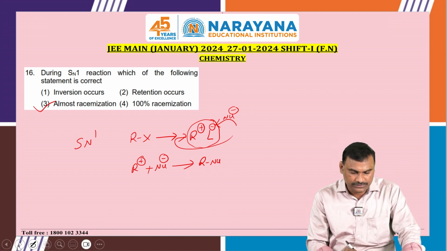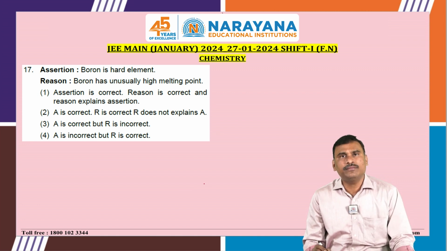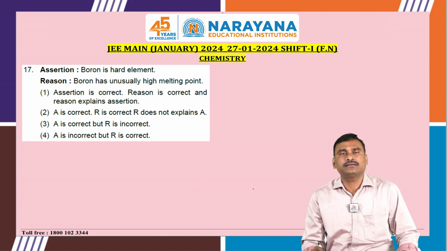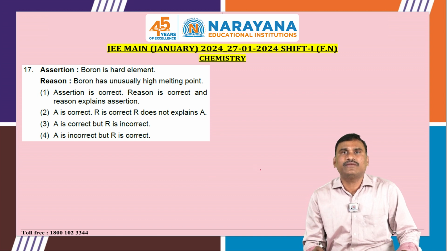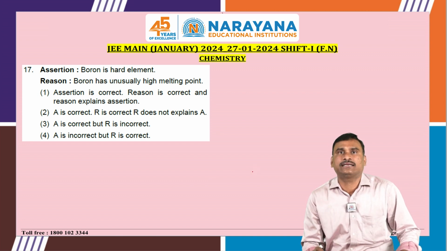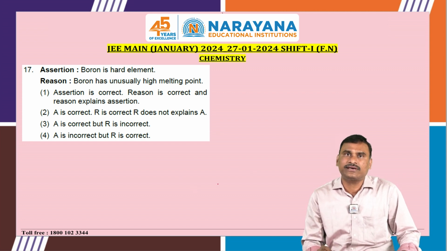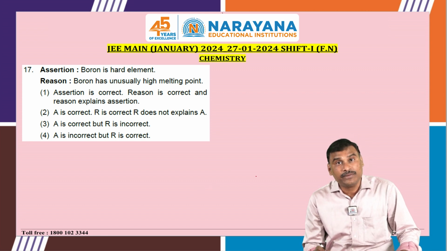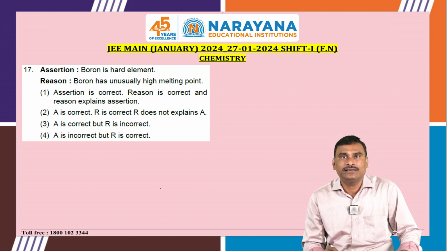Next, go for the next question. Assertion: boron is a hard element. Yes. Boron has an unusually high melting point. Yes, because boron has a strong crystal lattice, having B12 units with an icosahedron structure. Because of this, boron being a hard element is correct. Boron having a high melting point is also correct. But because of having a high melting point, it being hard is not the correct explanation, student.